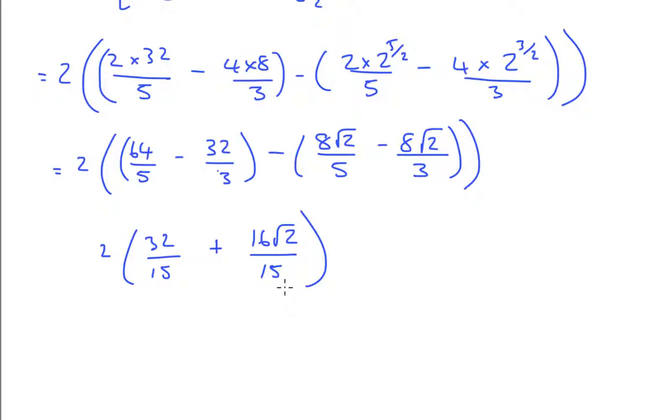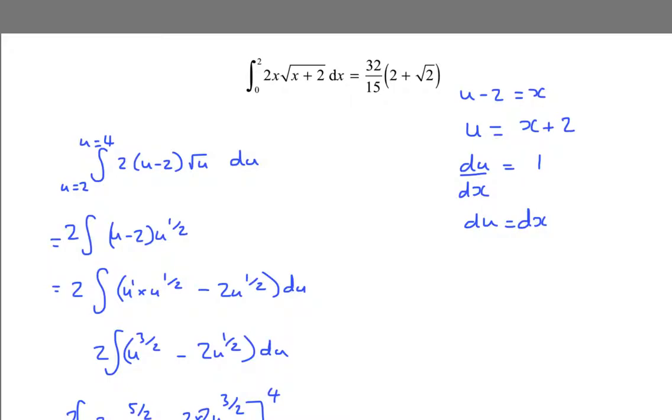And just a couple of steps left to go. We're going to bring this 2 back in and swap it for a 32 over 15. So that's going to be 64 over 15 plus 32 root 2 over 15. And if we take out the 32 over 15, we'll have a 2 here and just a root 2 there. And that's the same answer that we got earlier, and it's the answer that we were looking for as well.